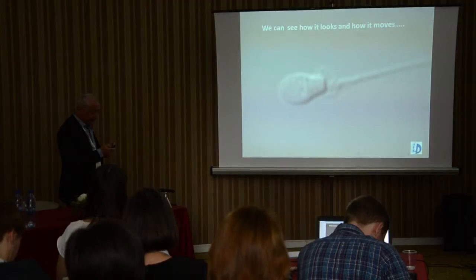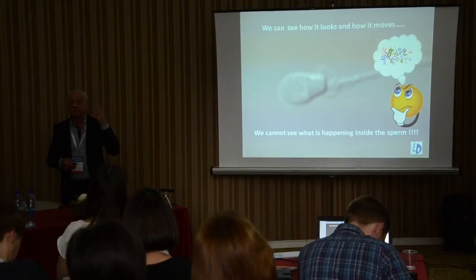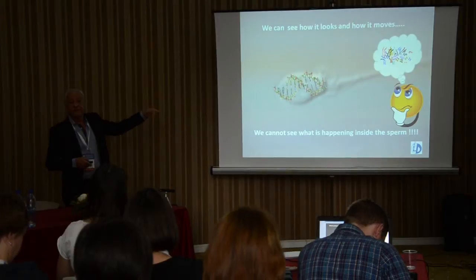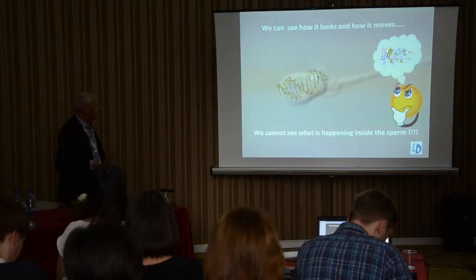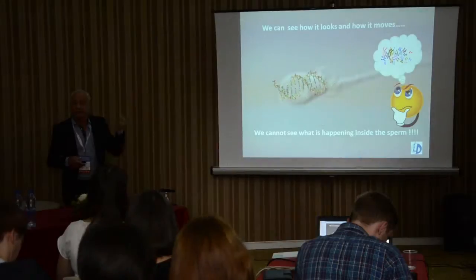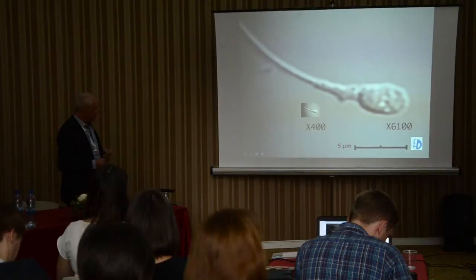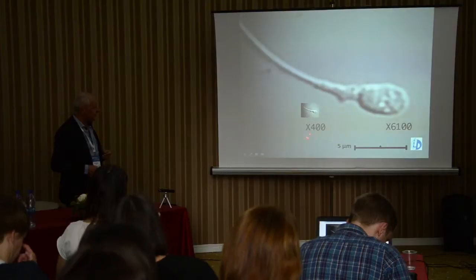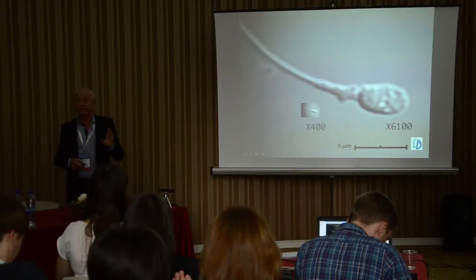This is a sperm. You can see how it looks, how it moves, but for us it's more important to understand what's happening inside, and to understand what is the quality of the DNA inside the head of the sperm. And after that, you can have a very real evaluation of the sperm quality. You can see on this slide the same sperm in high magnification, this is 6,000, and low magnification, this is an ICSI routine, 400 times. And you can see that the morphology is absolutely different.